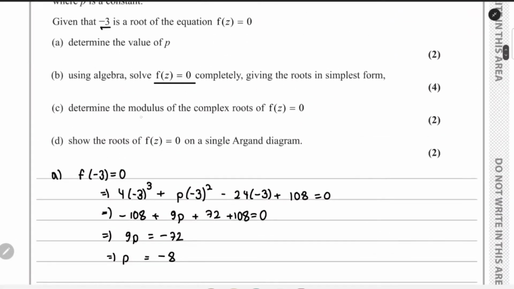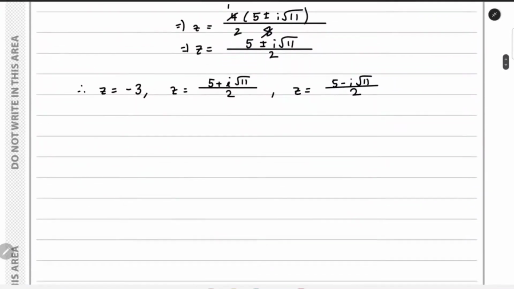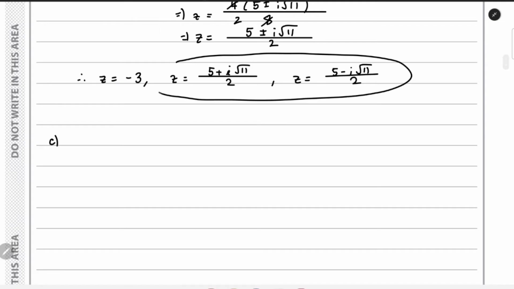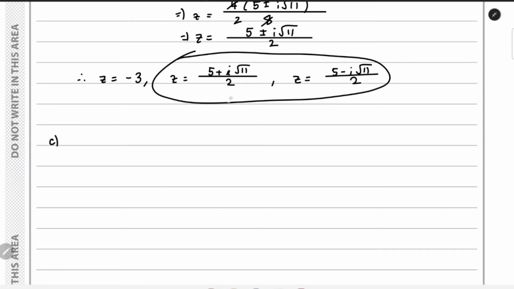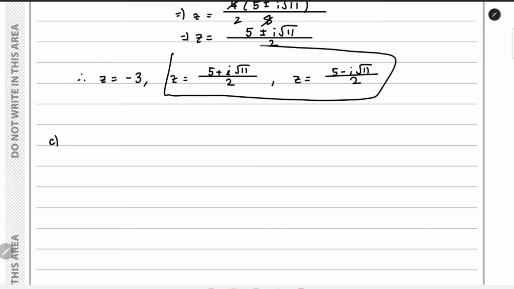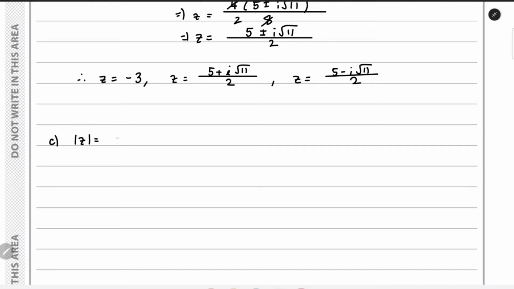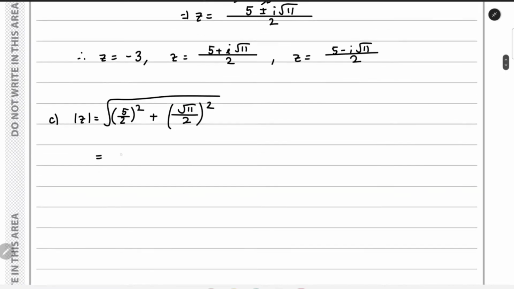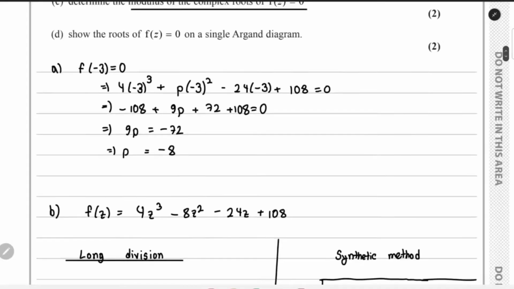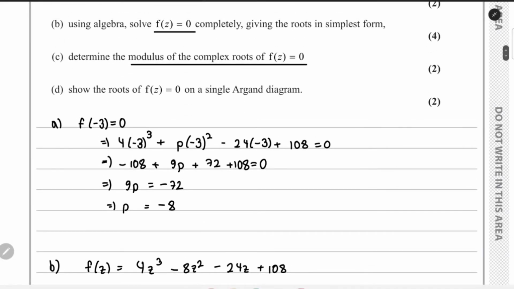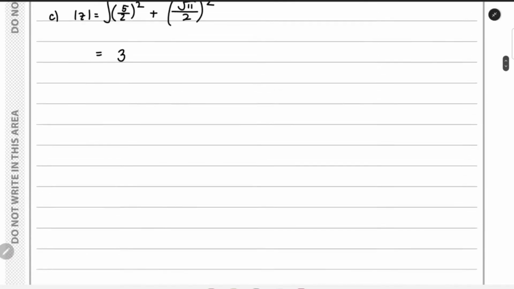Now for part C, we have to find the modulus of the complex roots of f of z equals to 0. So basically the modulus of these two values, since they're conjugate values, they have the same modulus. So for them the modulus will be 5 by 2 square plus root 11 by 2 whole square, and we take the root over of that. This will be 3 over here.